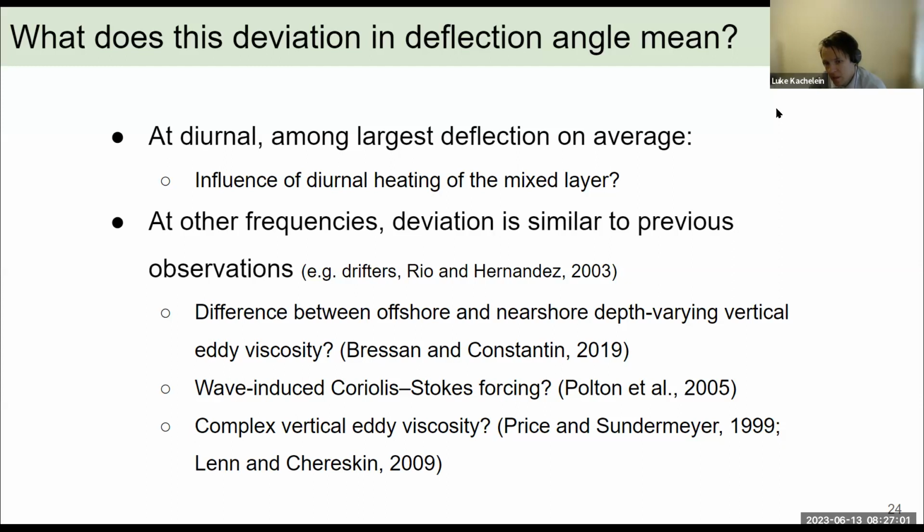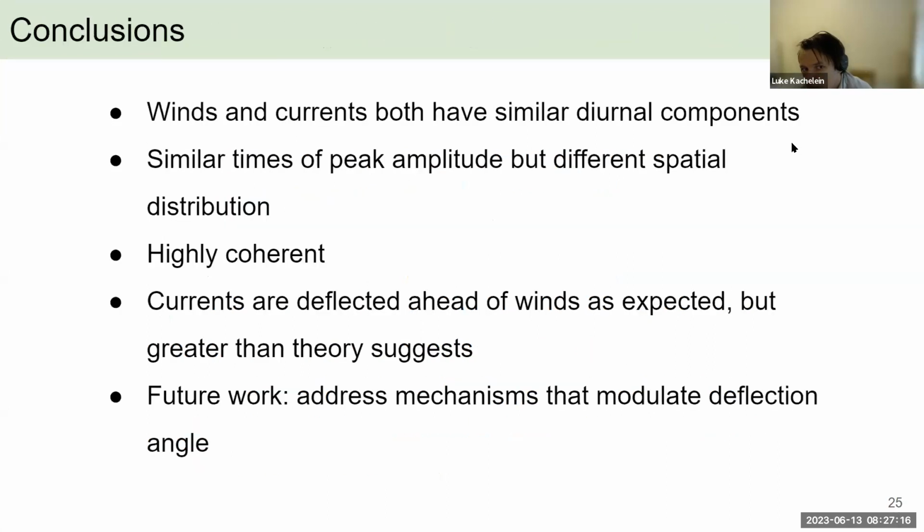Is it wind-induced Coriolis-Stokes forcing? That's kind of my favorite choice, but again, that's just a feeling. And is it to do with complex vertical eddy viscosity? That again, like in the first bullet point, could be regionally varying. Well, that's not really what we want to talk about today.